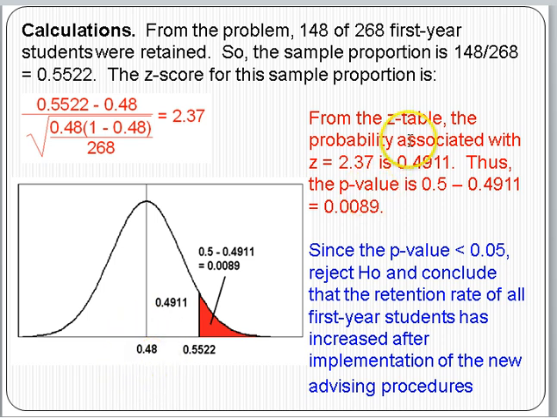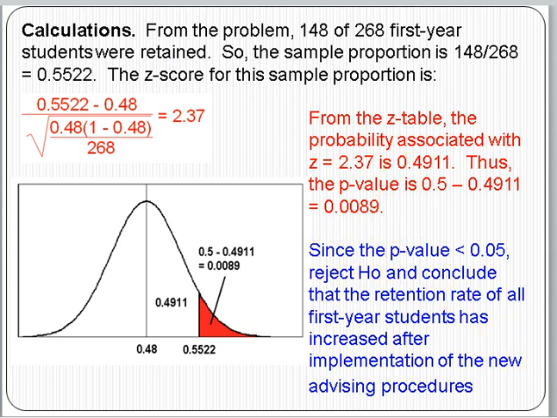Okay, from the z-table, the probability associated with a z-score of 2.37 is 0.4911. But we don't want that. We want the probability of falling greater than 2.37, because we're looking for evidence that the population proportion has increased, is now greater than 0.48. So thus the p-value is 0.5 minus 0.4911, which is 0.0089. So we show the calculations.